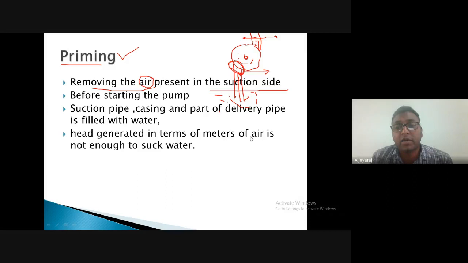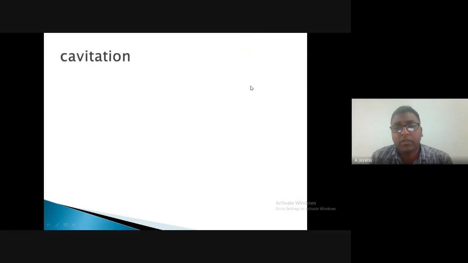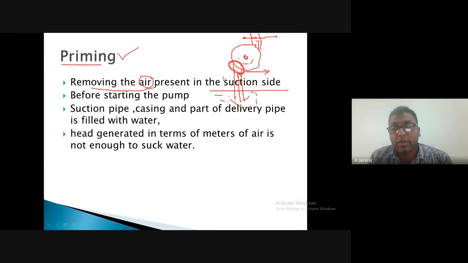The head generated in terms of meters of air is not enough to suck the water. The head generated here will be in terms of head of air, which is not enough in order to suck the water from the sump. Hence we have to fill water completely into the suction line, and therefore we are developing the pressure in terms of head of water. Thereby the suction takes place very efficiently. If the pump is run with completely air inside for a prolonged time, it will lead to overheating and it may lead to damage of the pump. Hence priming has to be done in order to avoid the failure of the pump.